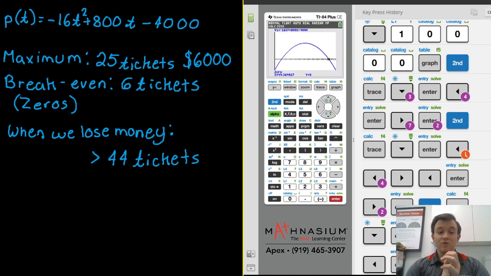And that happens anywhere that is greater than 44 tickets. And so that is how you are going to use your maximums and zeros on your calculator. In order to do minimums, you do it the exact same way, except instead of looking for the top of the graph, you're looking for the bottom of the graph. And again, you're going to have your left and right bounds, but mostly the process is going to stay the same.